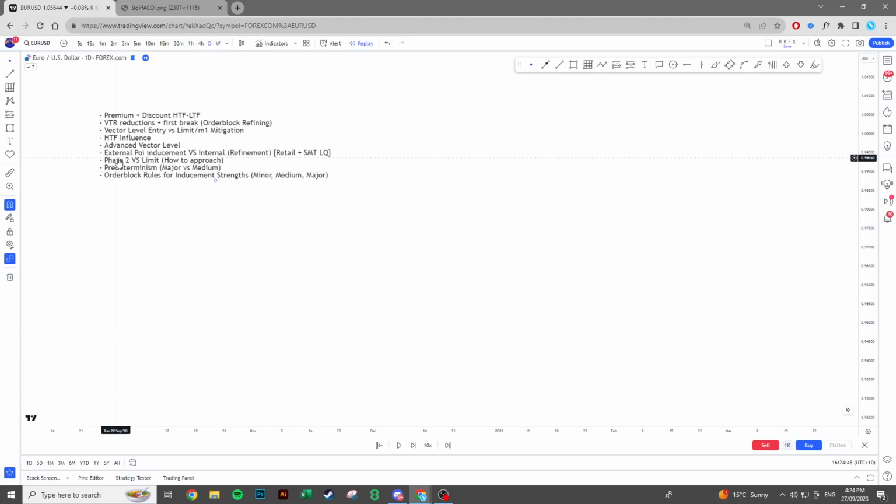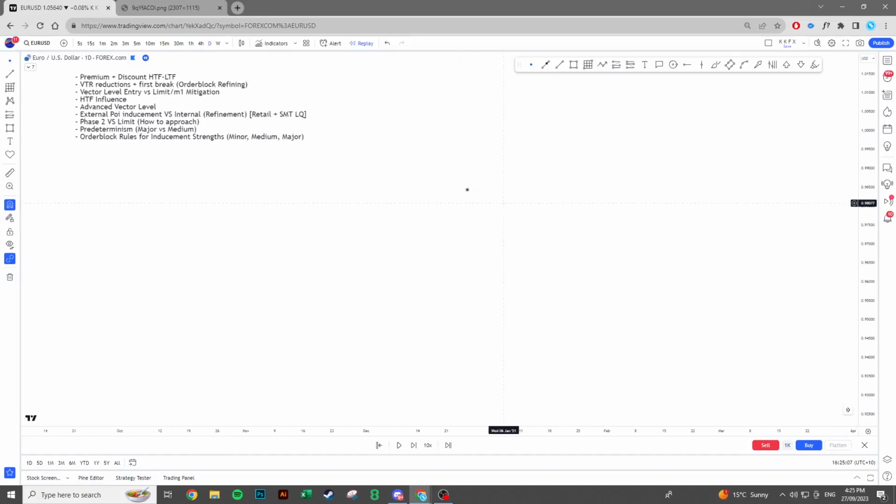Great. Phase two versus limit. We went over that. That's exactly what vector level entry versus limit is, right? Same exact thing. Our phase two is our vector level entry. Cool. Predeterminism. Awesome. So this is a good one.